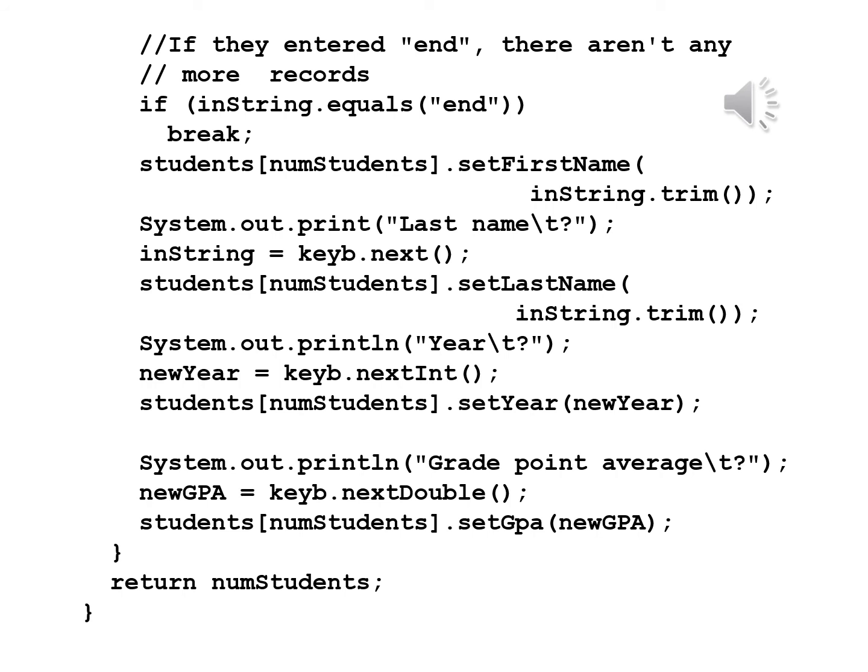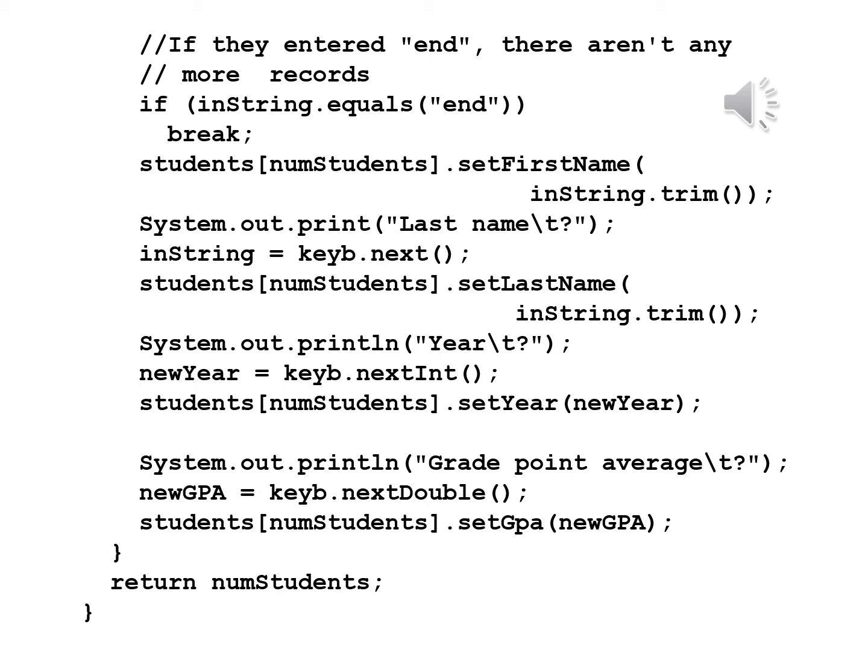If what they entered was simply the word end, there are no more records, so we do not want to continue doing anything else along the way. So we have here: if inString dot equals end, break. This will get us out of the for loop. Otherwise, we go below. Students, num students, dot set first name, inString dot trim.